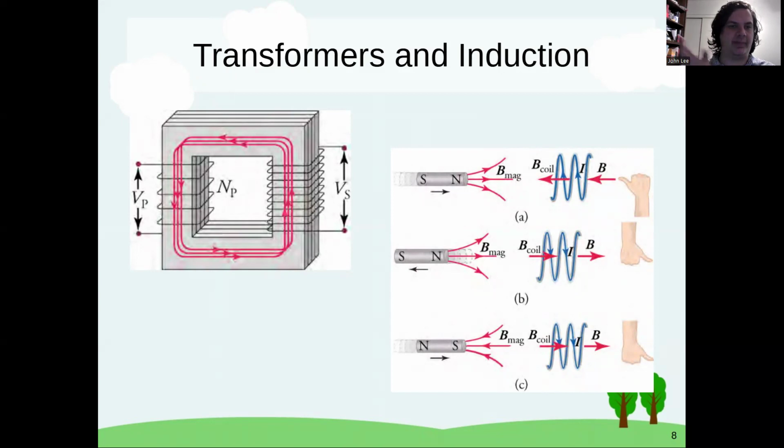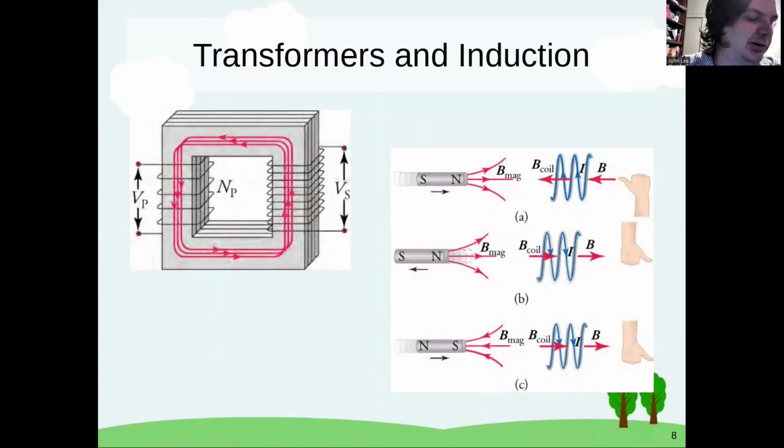As current passes through one of them, it creates a magnetic field, as seen in the red lines in the ferromagnetic material, which induces a current in the other one, but the current is going to be different, and therefore there's going to be a different voltage across the second loop. So you can change the voltage from one side of the ferromagnetic material to the other, from loop to loop. It's called a transformer.